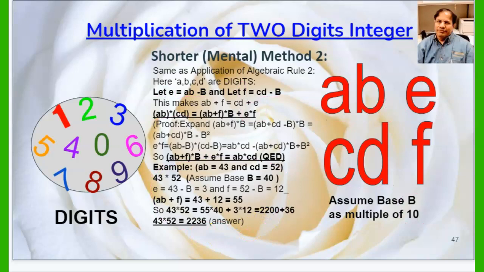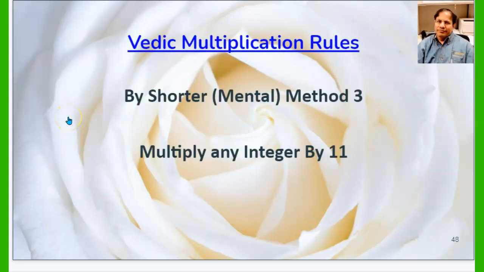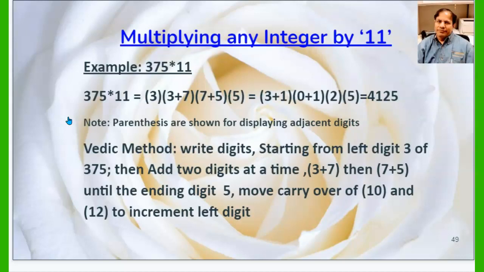I can give more examples under method 2, but before we do that, let's see other methods which are nothing but special cases of two-digit numbers. In this case, let's say we want to multiply any number by 11. For example, we want to multiply 375 times 11. Let's write 375 times 11.